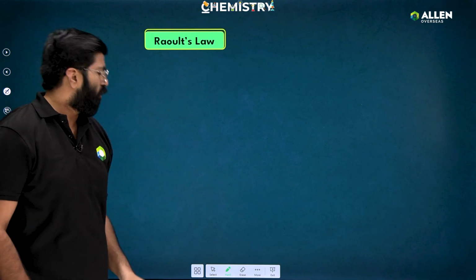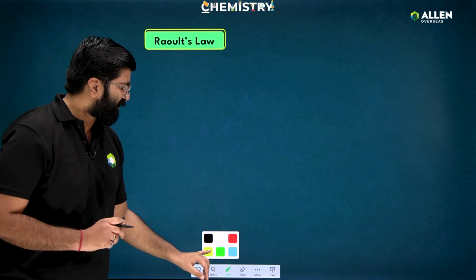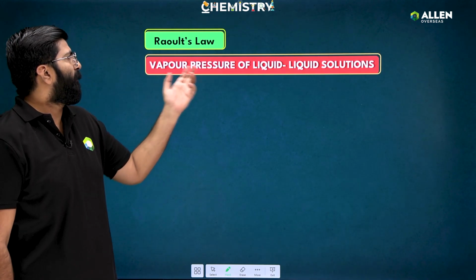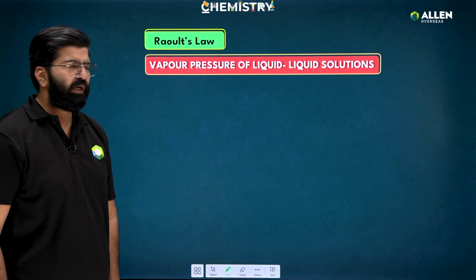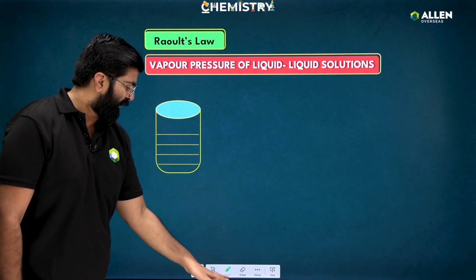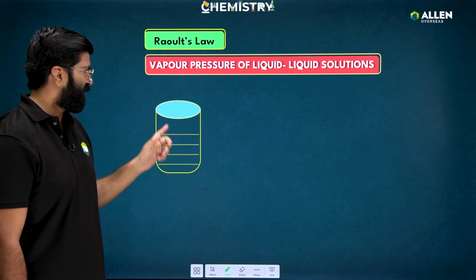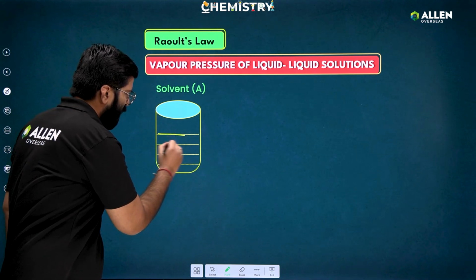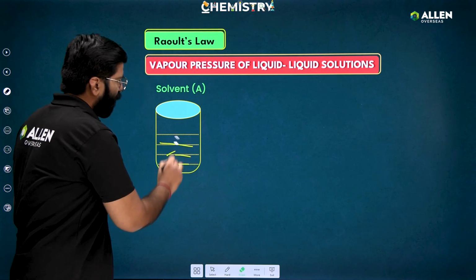So Raoult's law. What is actually Raoult's law? To understand this, there are a few basic things which you should know, which is the vapor pressure of a liquid solution. So let's say there is one container which is given to you over here. This has a solvent A. This is your liquid which is present.